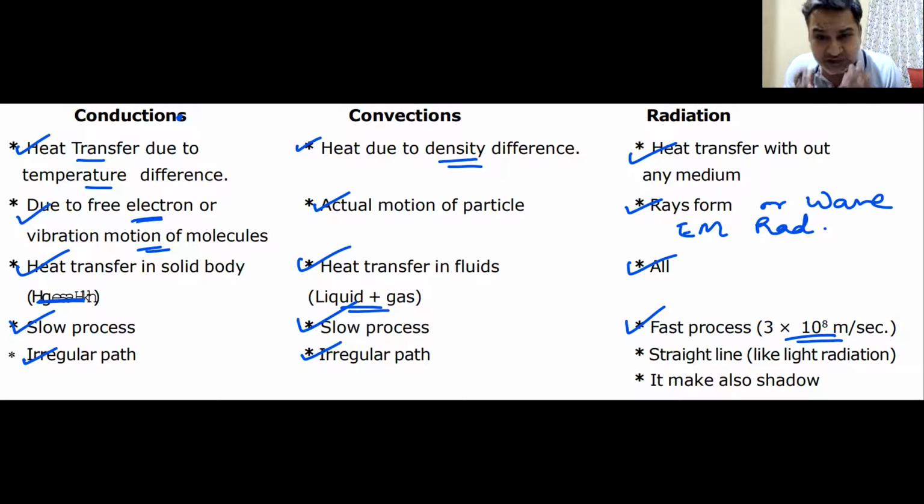It does not move in a straight line. But radiation, electromagnetic wave, it moves in a straight line and it causes shadow. Do we understand this? Everything about conduction, convection, and radiation is given in this one sheet, this one PPT or whatever you call it. I hope that you note it down. I'll give you a minute to note.